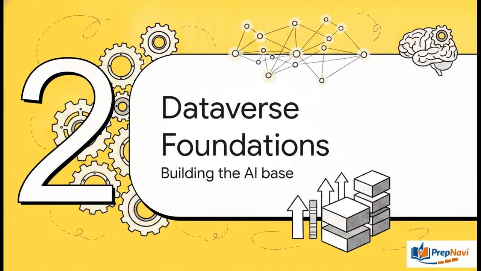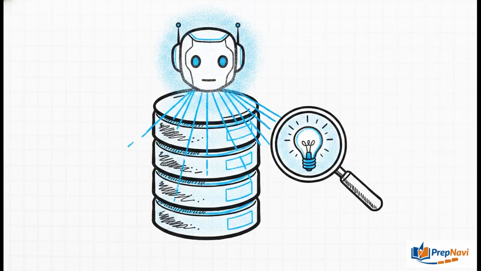Moving right along to Section 2, Intelligent Dataverse Foundations. Basically, building that AI-enabled base. Okay, so every great architecture starts with data, right? The study guide stresses building robust models. You absolutely have to know standard tables, relationships, and security inside out.